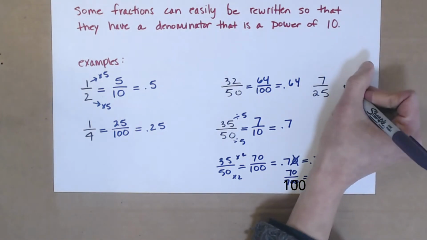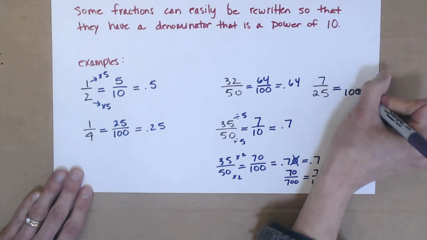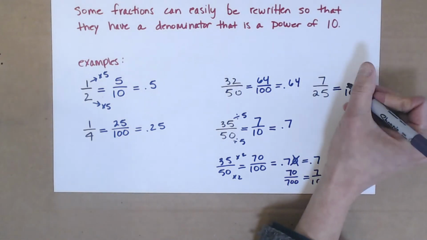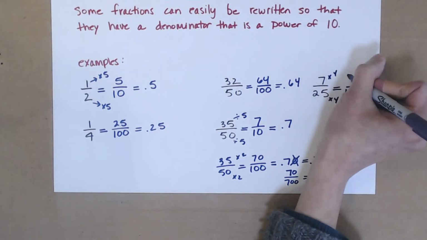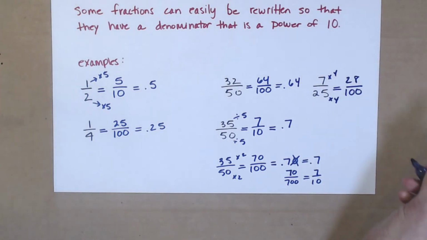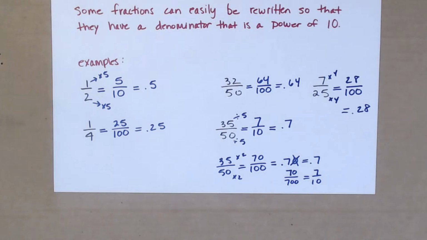Okay, and this one, 7/25. We might recognize that 25 is a factor of 100, so we could do 25 times 4 is 100, 7 times 4 is 28, and we can write that as 0.28. So that's the second type of problem you'll see in this sprint, where it doesn't have a power of 10 in the denominator, but you can easily think about it in your head as an equivalent fraction with a power of 10.